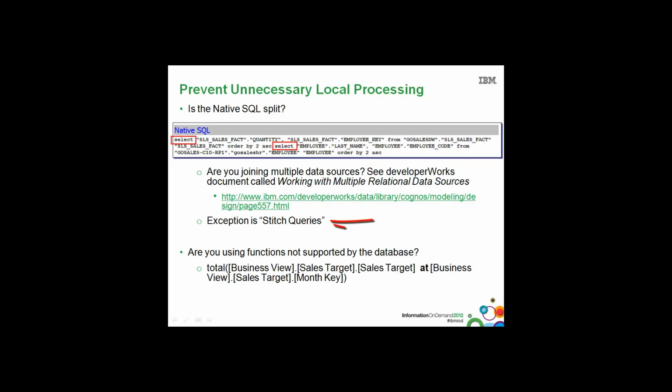An exception to the rule for split native SQL is stitch queries. I'm going to show you examples of both in just a moment in Framework Manager. Another item that may cause local processing is when you're using a function not supported by the database. In this example, the @ clause is being used in a total function, and it's causing local processing because the data source does not support the @ clause. Let's take a look in Framework Manager at some of these examples.